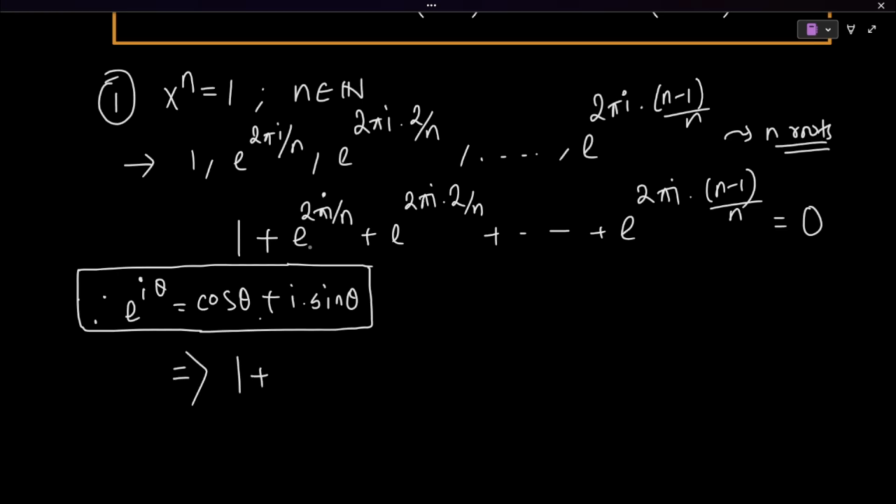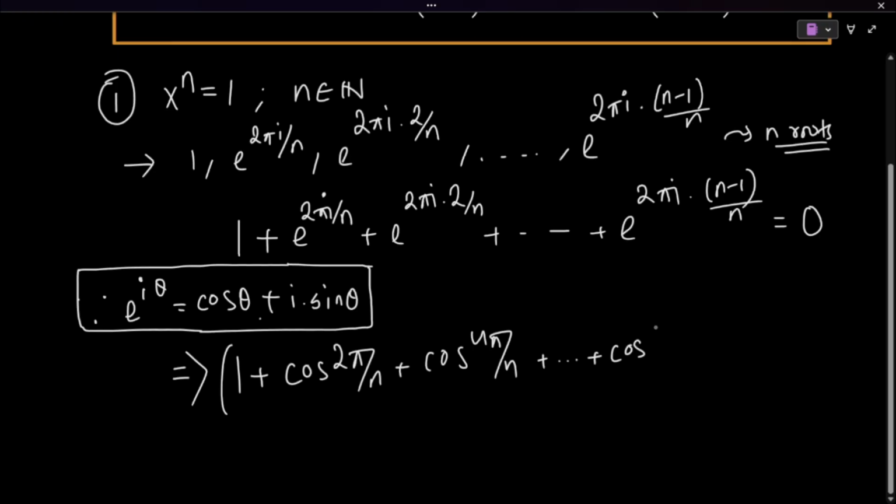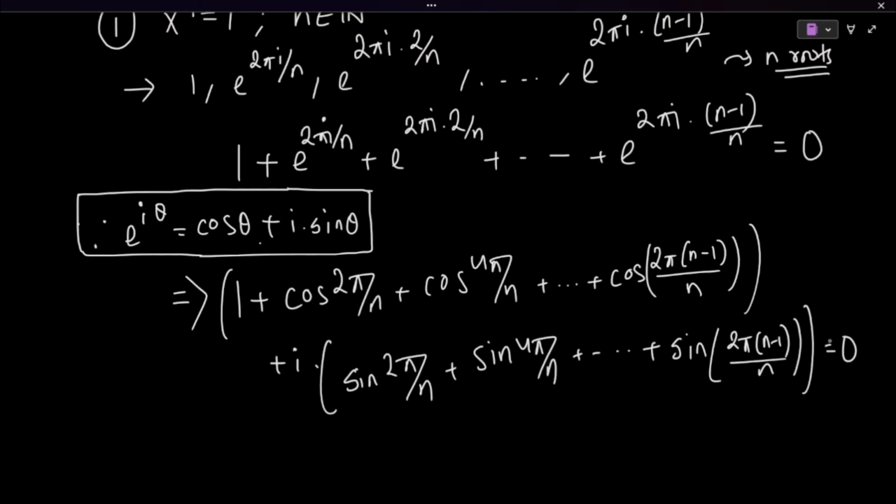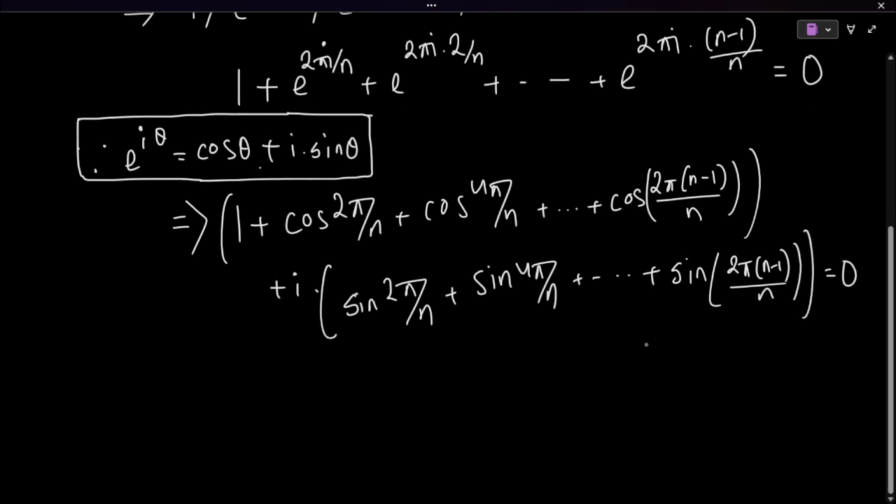All of the e powers, as you can see, are in the form of e to the power i theta. So, each of the terms will give a cos theta, and will also give an i sin theta term. So first you group the real part, that is all the cos thetas and 1 together. You simply write cos of 2 pi by n. So now I have written all the terms here, and hopefully now we can understand why this is important.